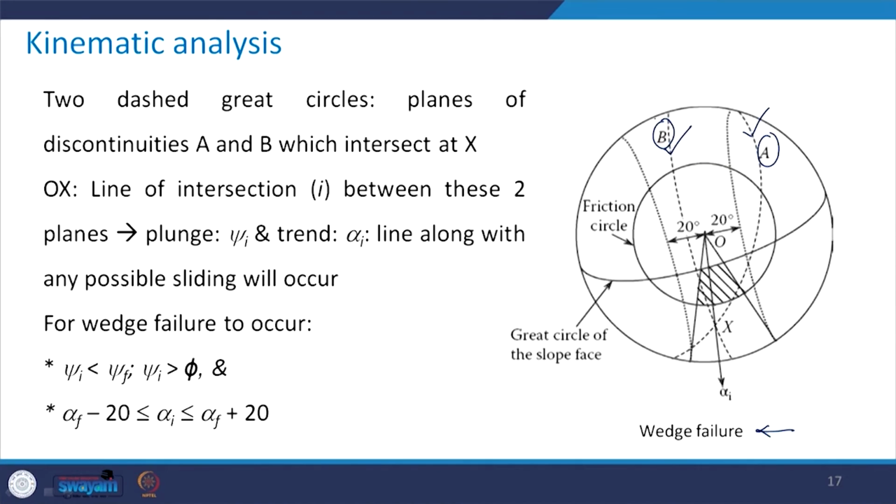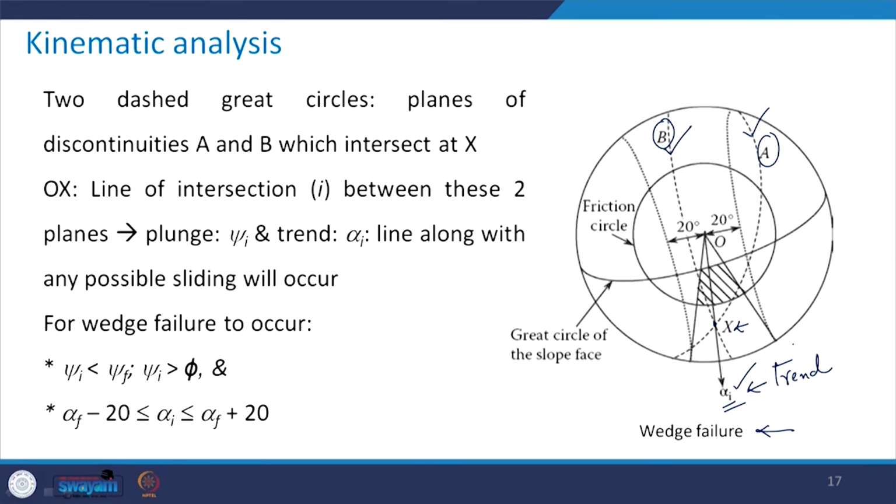They are intersecting at a point which is denoted by this point X. If I just try to draw a radial line, that is this line, this is giving me the direction of the line of intersection. I should not say dip direction. We should say this is the trend, because in case of the line we talk in terms of plunge and trend.